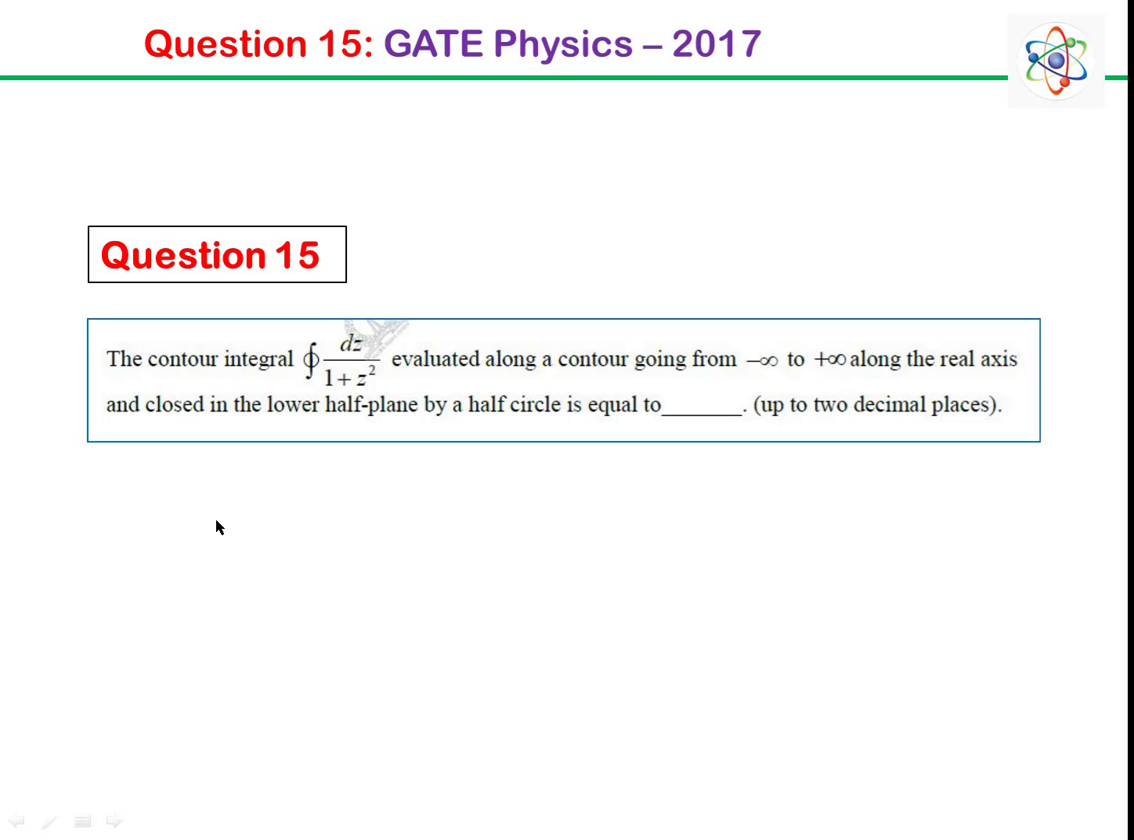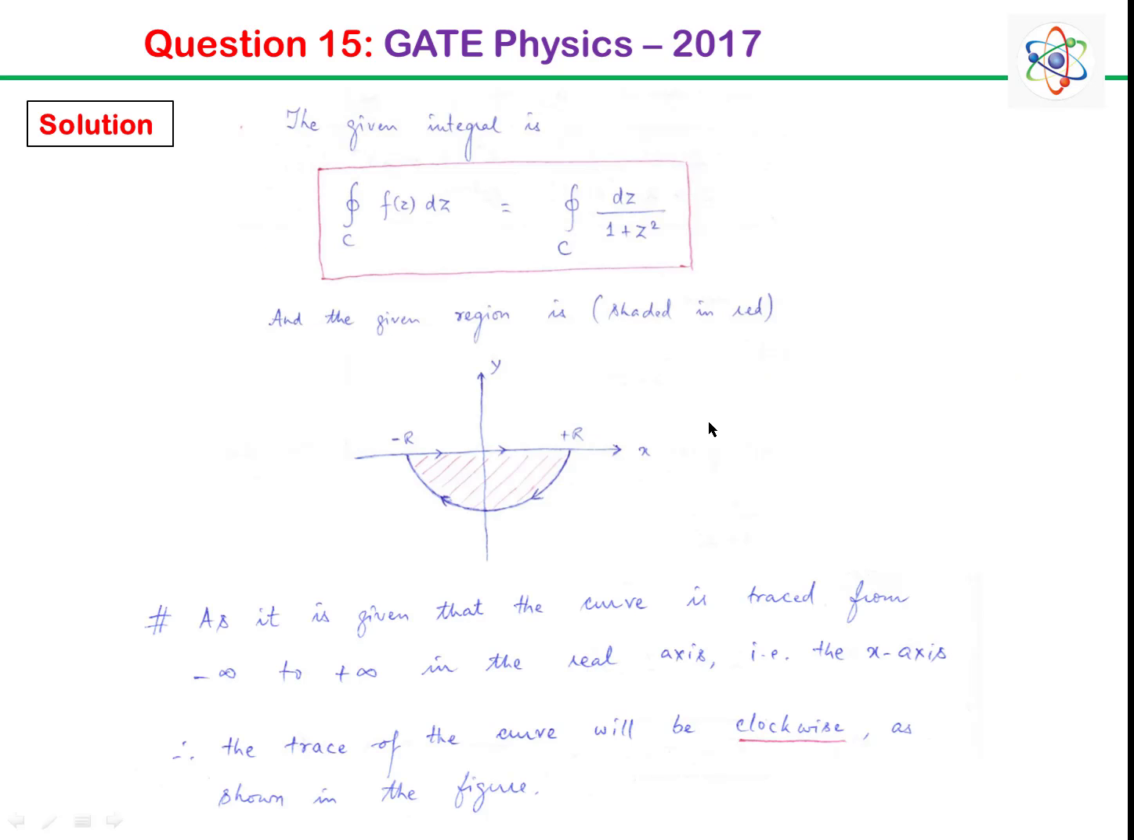The question goes like this: the contour integral dz by 1 plus z square, evaluated along a contour going from minus infinity to plus infinity along the real axis and closed in the lower half plane by a half circle, is equal to dash. So let us have a look at the solution to this question.